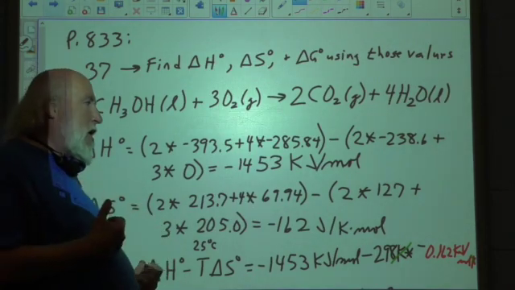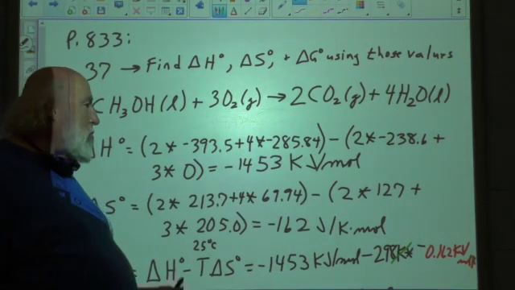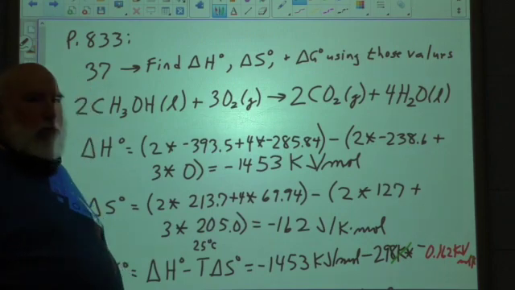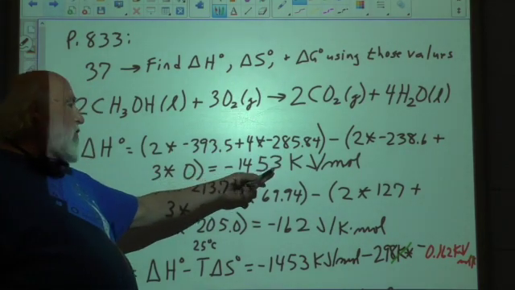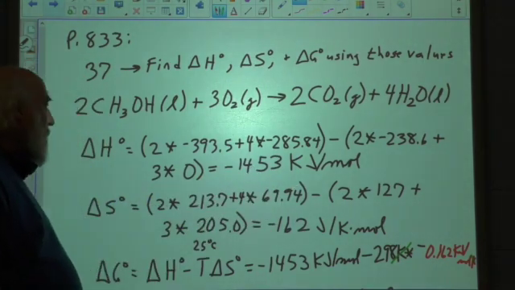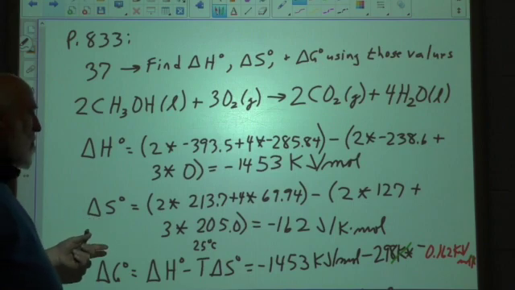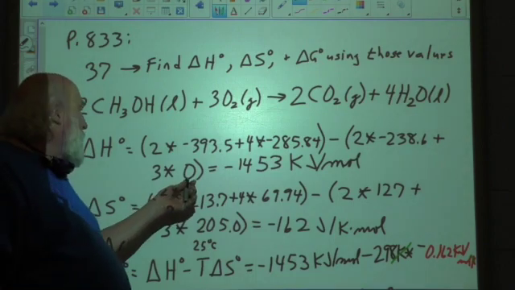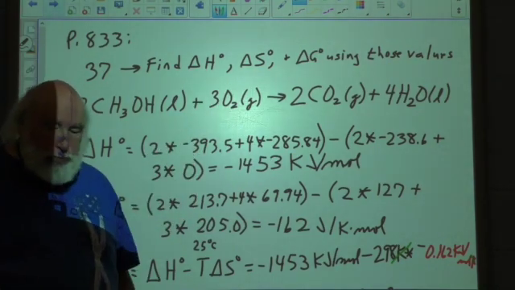I would not be surprised if you make at least 3 silly mistakes the first time you do this assignment. It's ripe for the picking. Anyway, you should end up with negative 1453 kilojoules. I round these off to the nearest whole number rather than do the 3 sig figs. Delta S, same thing.